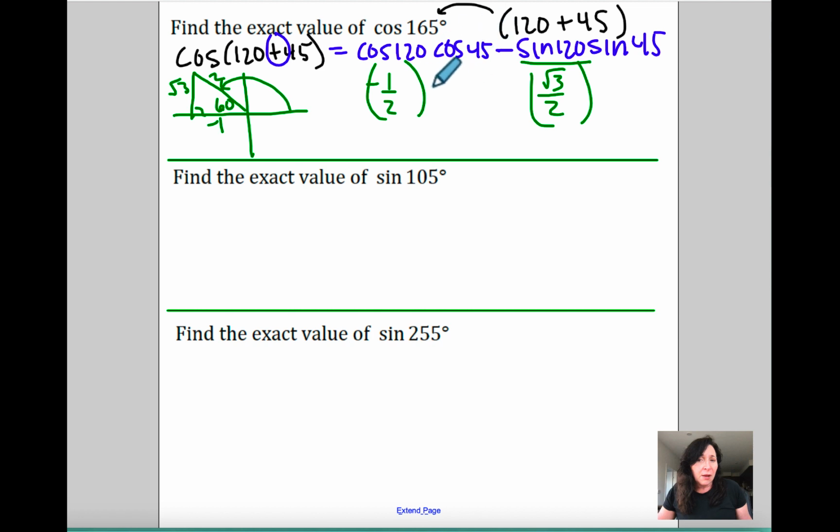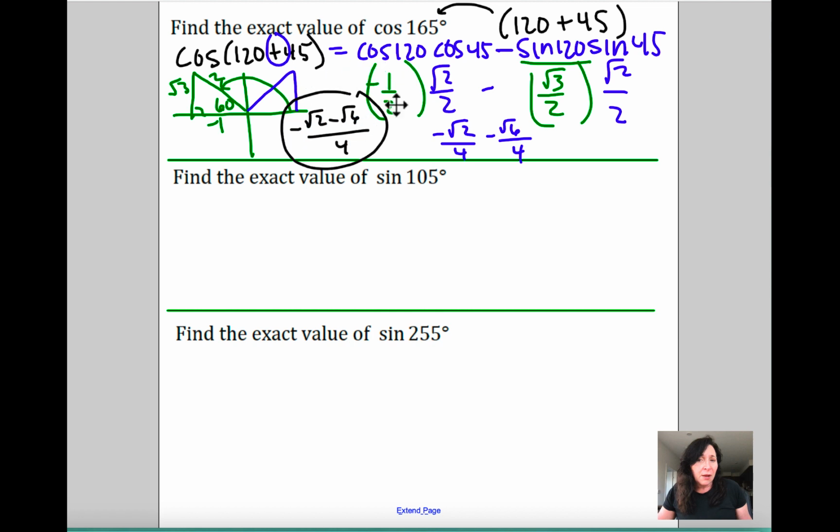Now, cosine of 45 is root 2 over 2. Sine of 45 is root 2 over 2. Both of those are first quadrant, and you've got the minus. So for my final answer, you just multiply numerators with numerators and denominators with denominators. I've got negative root 2 over 4 minus root 6 over 4. Some people like to combine those, which is completely fine, and you would get negative root 2 minus root 6, all over 4. And that would be your answer. Done.